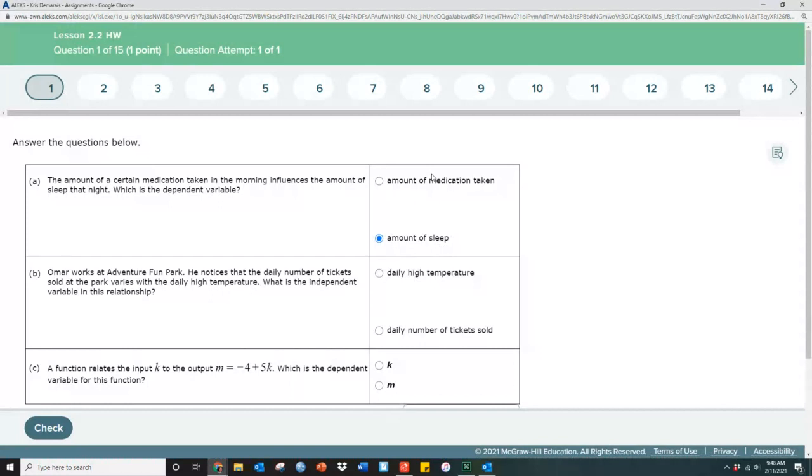All right, now let's see if you guys can get this next one. Omar works at Adventure Fun Park. He notices that the daily number of tickets sold at the park varies with the daily high temperature. What is the independent variable in this relationship?